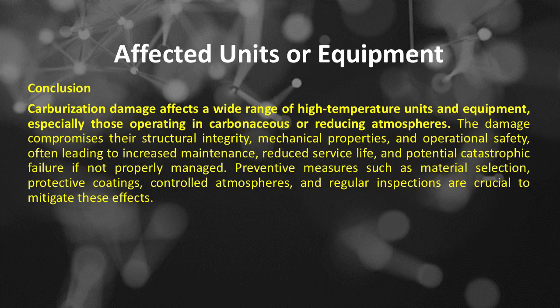Carburization damage affects a wide range of high-temperature units and equipment, especially those operating in carbonaceous or reducing atmospheres. The damage compromises their structural integrity, mechanical properties, and operational safety, often leading to increased maintenance, reduced service life, and potential catastrophic failure if not properly managed. Preventive measures such as material selection, protective coatings, controlled atmospheres, and regular inspections are crucial to mitigate these effects.